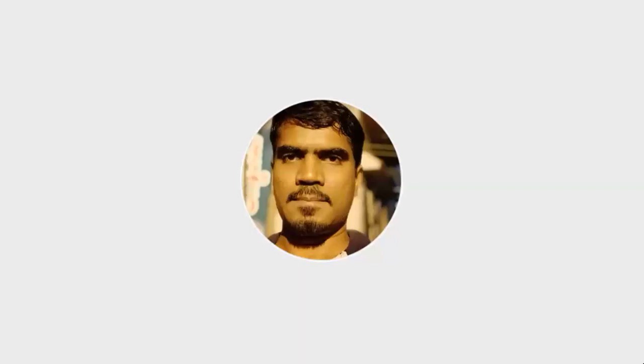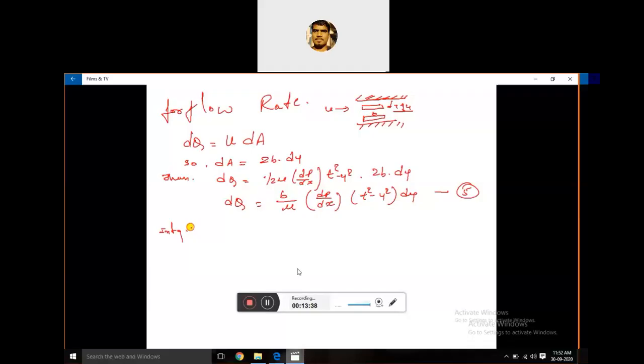If you integrate this equation, finally we get u is equal to minus 1 by mu dp by dx y square by 2 plus c. C is the integration constant, and we have to find the value of c by using the condition y is equal to t, then velocity is 0.